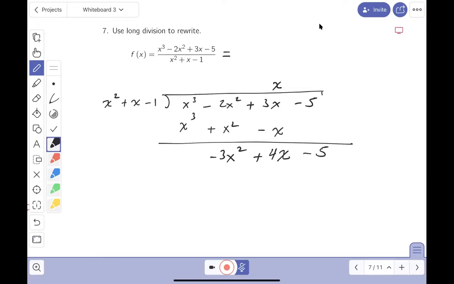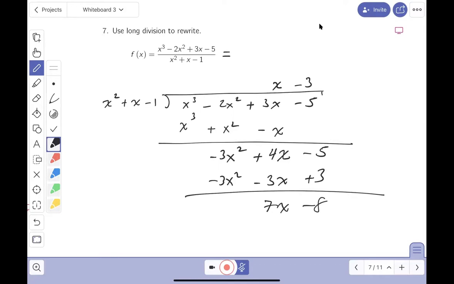All right, what do you do over here? Minus 3. And what do you get? Minus 3x squared. Let's see, minus 3x plus 3. I'm going to subtract now. You get 7x minus 8. I'll write that down for you. So this will give you x minus 3. We'll look at the key later, plus unfinished business.